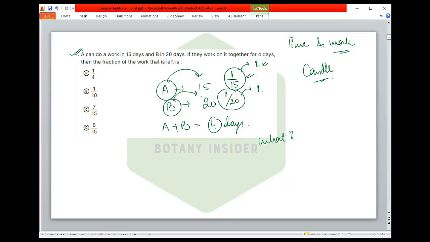If A and B work together, 1 upon 15th of the work plus 1 upon 20th of the work is getting done. So this is the total work done in 1 day if both of them are working together. Are you understanding this? When we get it for 1 day, simplify this. For this, you have to take the LCM first. For 1 upon 15 plus 1 upon 20, 15 and 20 need to be taken, and we have to take the LCM.